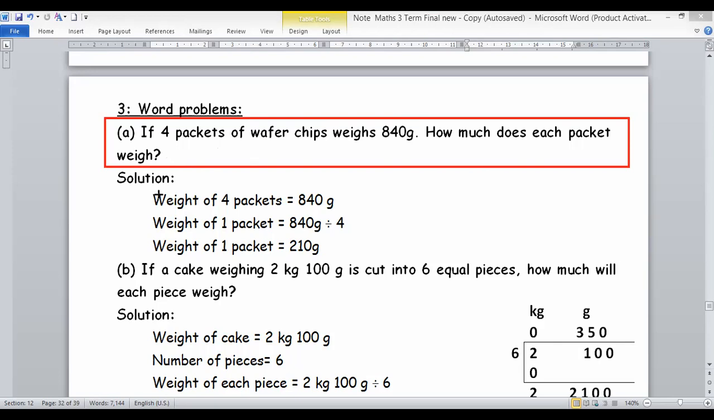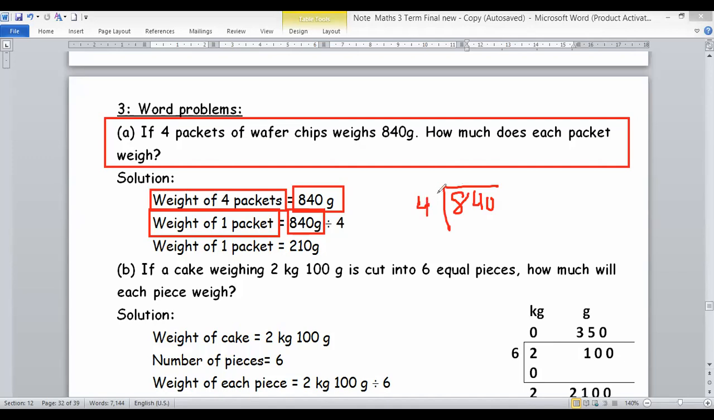In the solution, first of all we write the given weight: the weight of 4 packets of wafer chips is 840 gram. So we are going to find the weight of one packet, that is equal to 840 gram divided by 4. So here we will divide 840 by 4, digit by digit.